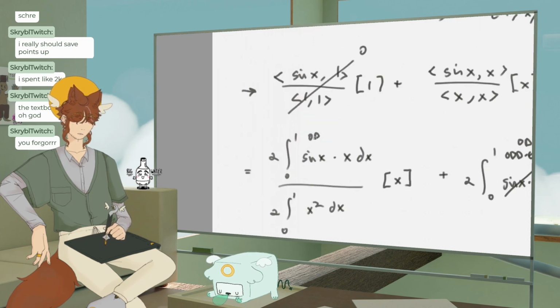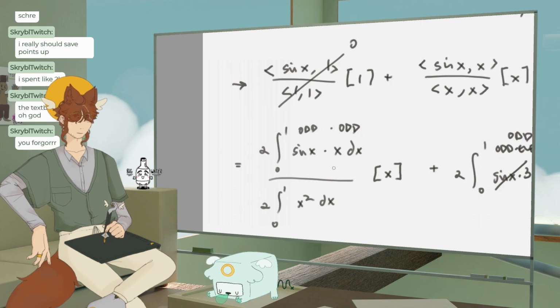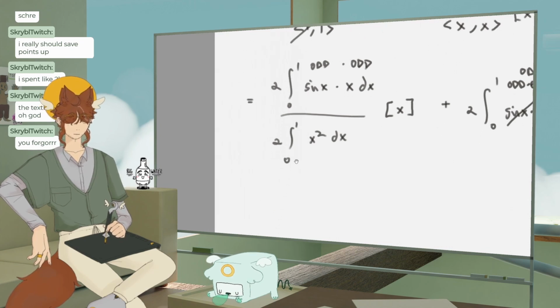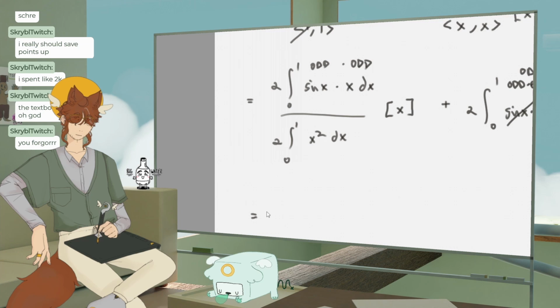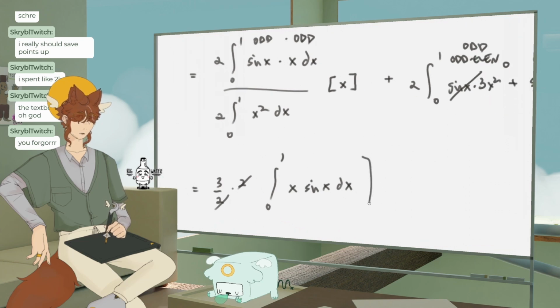Let's see, this is an odd times an odd. Good, we have one even term. Oh, I do have to do integration by parts once. Okay, so this is gonna be 2 times 1/3. It's a 3/2 times 2. Okay. And then we just have 0 to 1 x sine x. That is so beautiful. And then this times x, obviously.